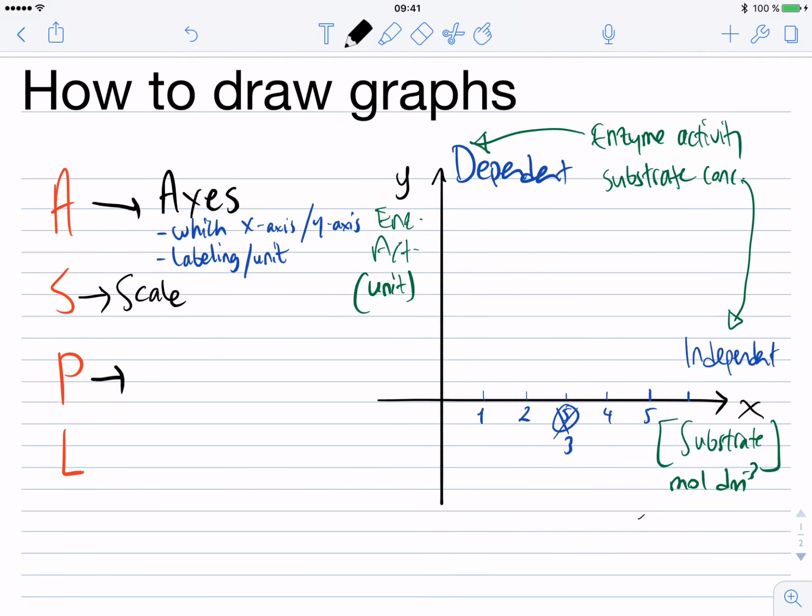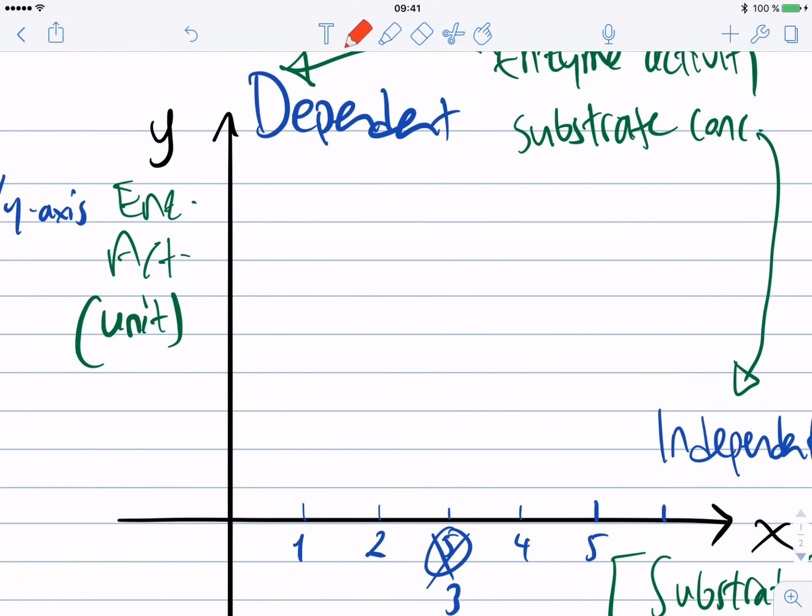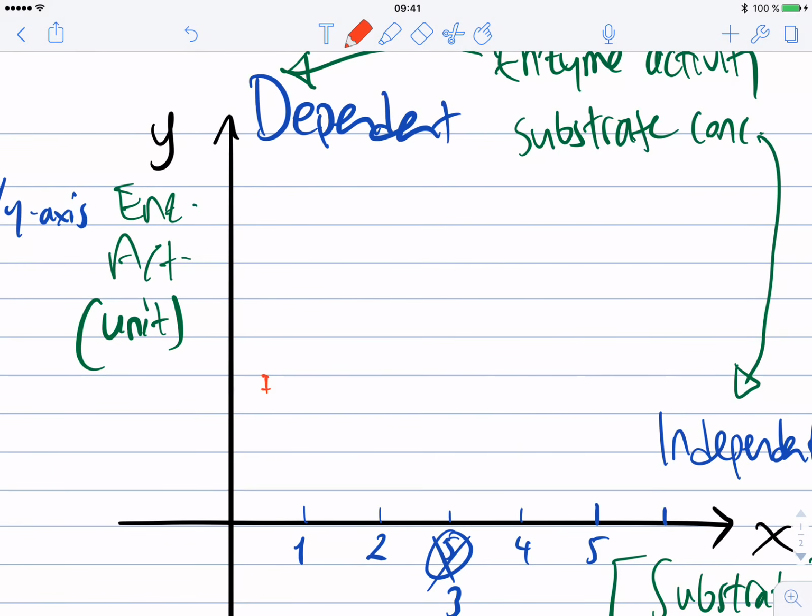P refers to plot. There are two things here. First, you need to plot the data correctly. Secondly, the way that you plot the data. There are two ways that you can plot the data. The first version is using either a dot. If you use a dot, you have to circle it, or just using a cross. Let's assume that you have used a cross.